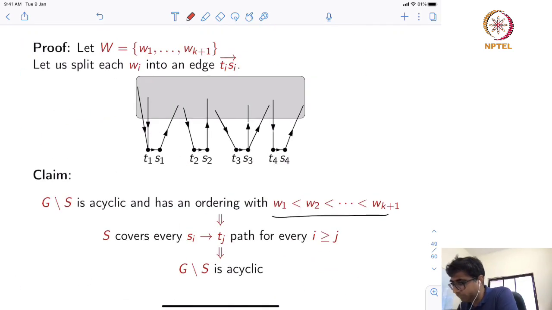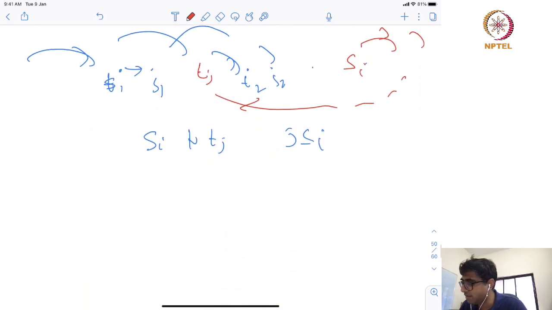So this is very simple. Now suppose you are given this instance of SITI and S covers every SITJ path for every I greater than or equal to 0. Then I claim to you G minus S is acyclic. And that's also very, very easy. Why is this very easy?